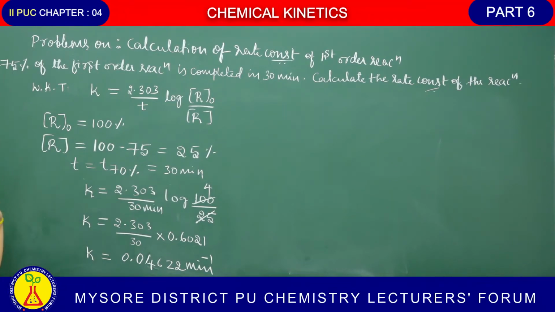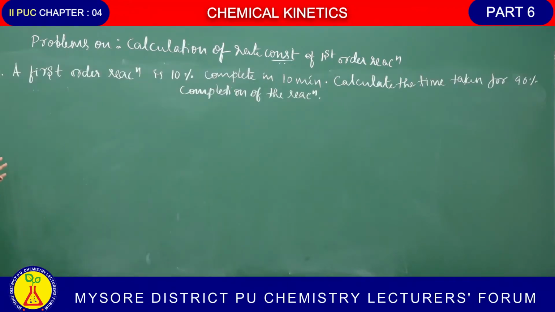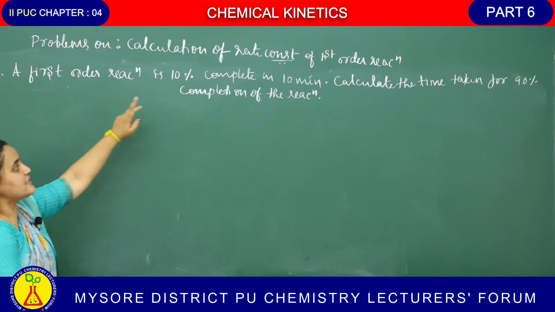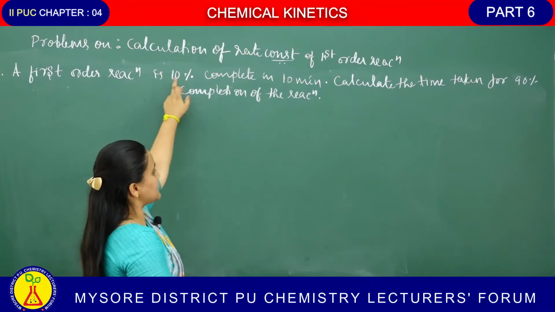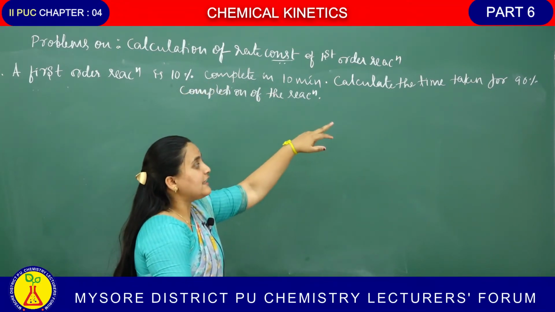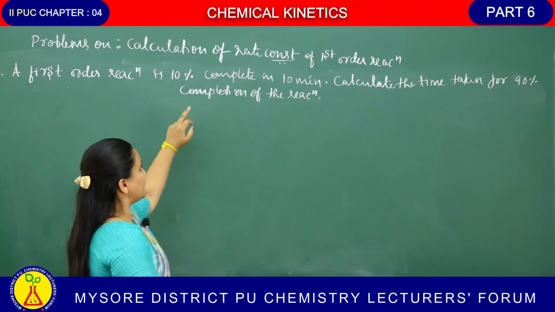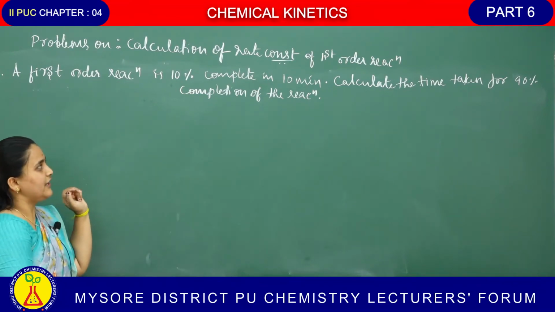In this way we have to solve this problem. Very easy, right? Okay. Next we have to go for the second problem. Students, see the second question. A first order reaction is 10% complete in 10 minutes. Calculate the time taken for the 90% completion of the reaction.